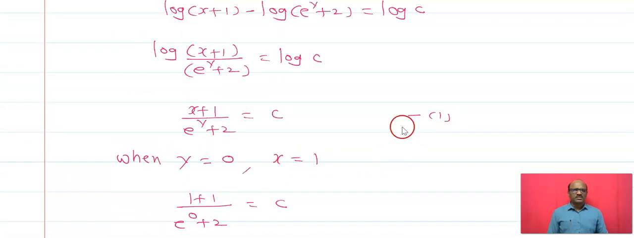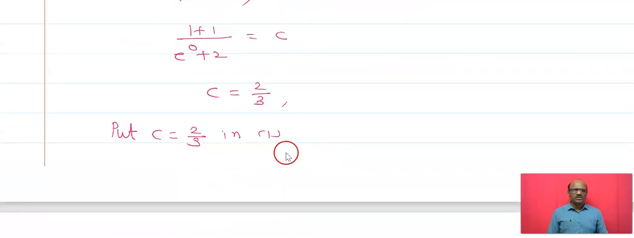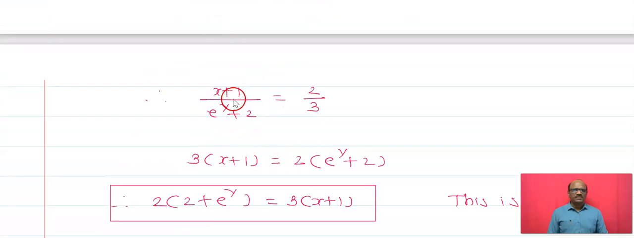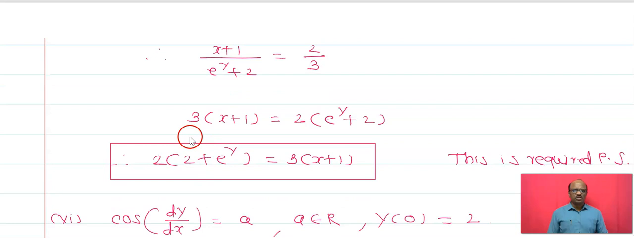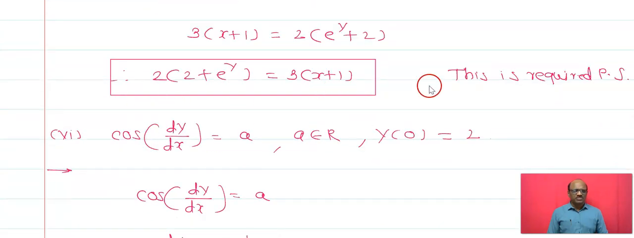Put this value of c here, which is 2 upon 3, and therefore you will get after multiplication, that is (x + 1)/(e^y + 2) equals 2/3, and therefore you will get this particular solution. What is that? 3(x + 1) equals 2(e^y + 2), and therefore this is the particular solution.